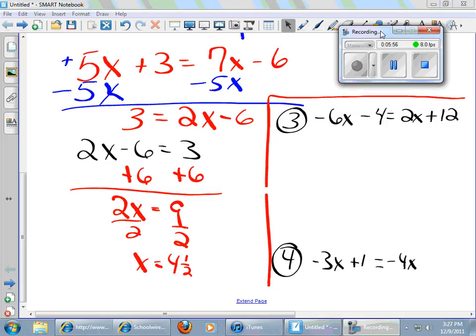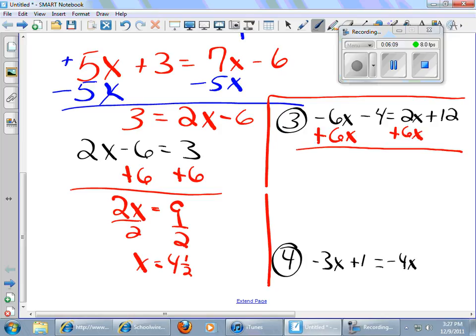If you've unpaused the video, I can only assume you're ready to see my solutions. So the first thing I will do here is get rid of this 6x. I've told you I like to get rid of the x with the smaller coefficient. A negative 6 is less than a positive 2. Those will cancel, leaving me with a negative 4, which equals 8x plus 12.